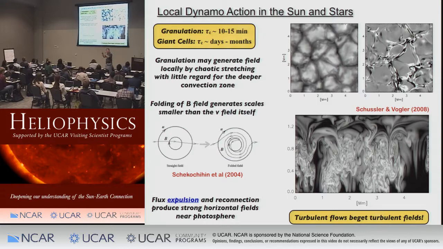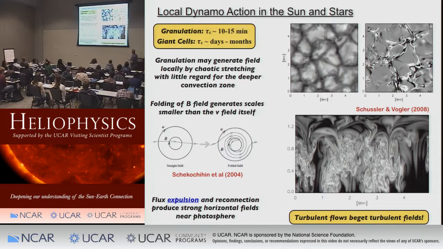You're going to amplify the field on a time scale of 10 to 15 minutes, and so it's going to look random. This chaotic stretching is going to generate small-scale flows. Turbulent flows beget turbulent fields.